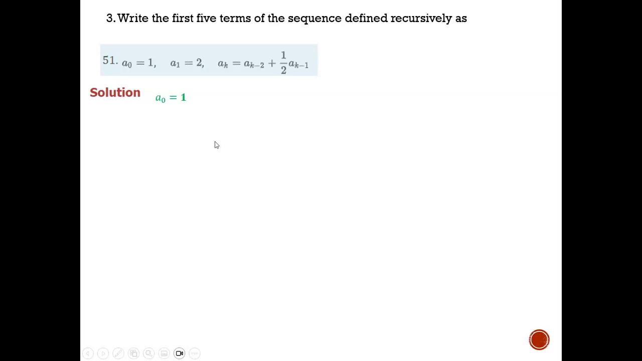So we want the first 5 terms. Well, we have the first term, a sub 0 is 1. We have the next term, a sub 1 is 2. So here is our equation. We're going to use the equation to get the next term. So now I want a sub 2. So I plug in a 2 for k right here. So that's going to be a sub 2 minus 2 plus 1/2 a sub 2 minus 1. Reducing here, 2 minus 2 is 0, so I want term a sub 0 plus 1/2 a sub 2 minus 1. 2 minus 1 is 1, so I want a sub 0 plus 1/2 times a sub 1.